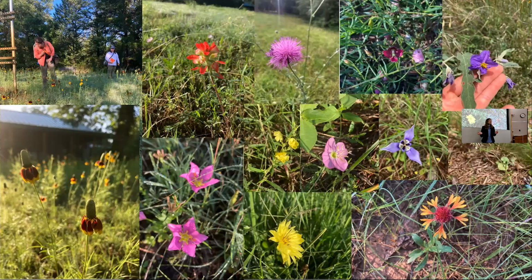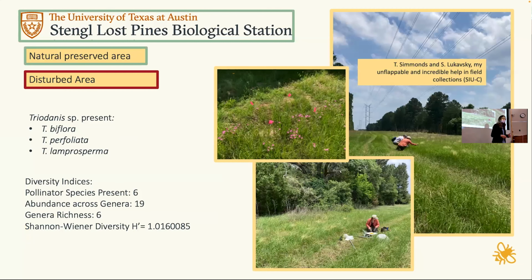At sites, we also characterized co-flowering species, and this was just a way for me to sneak in all the beautiful flowers that we saw at the Stengel field site. And that's actually where I'm going to start. We started our field sites here at Stengel Lost Pines in Smithville, Texas. But before I really jump in, I want to note some of the things that you're going to see when we're looking at sample sites.